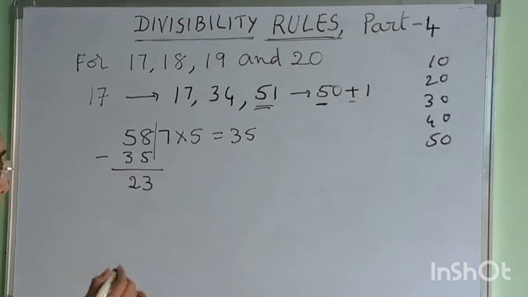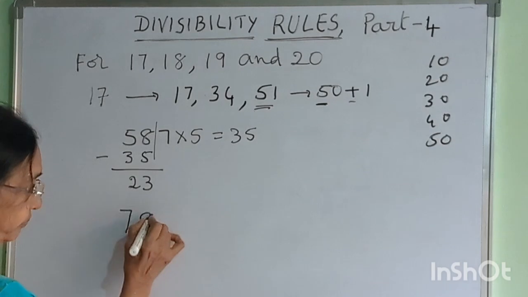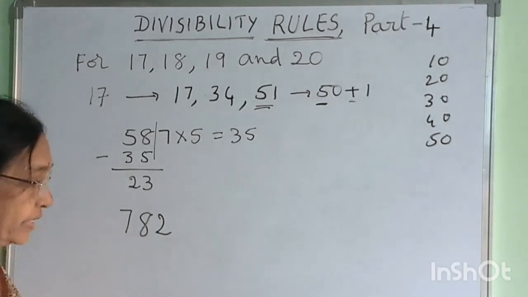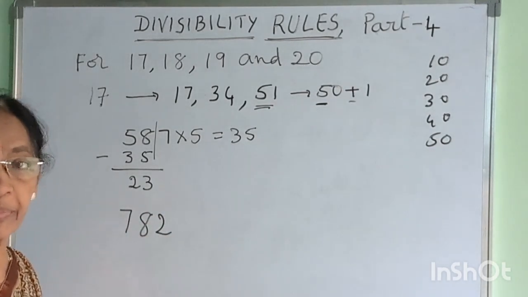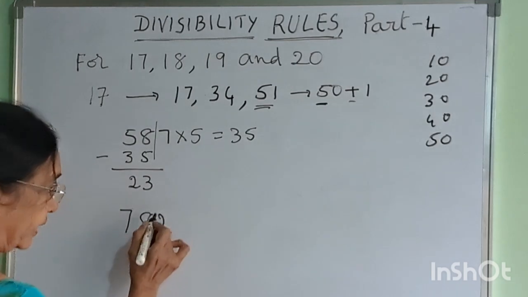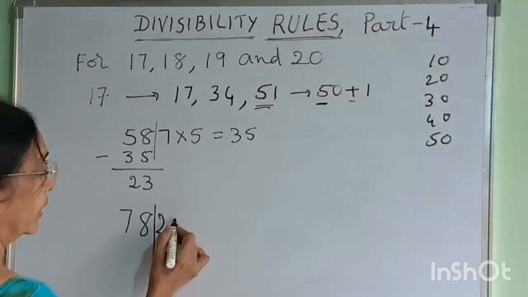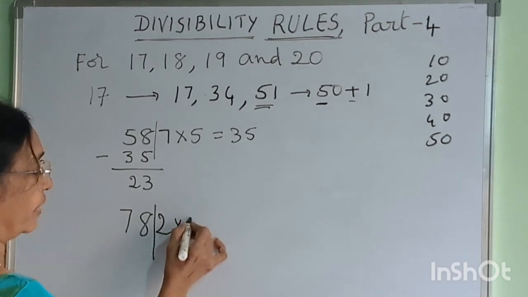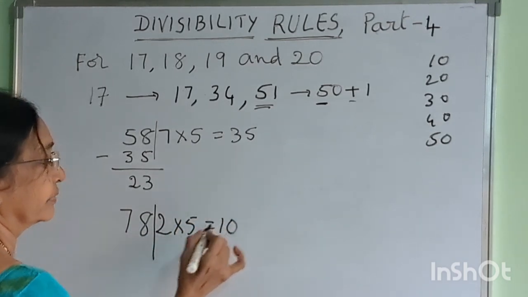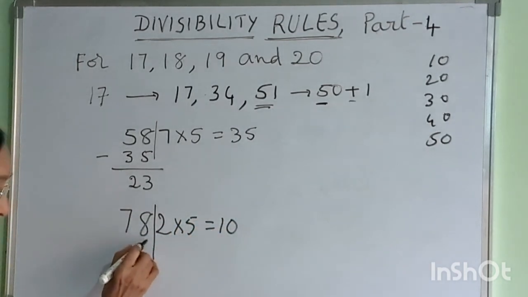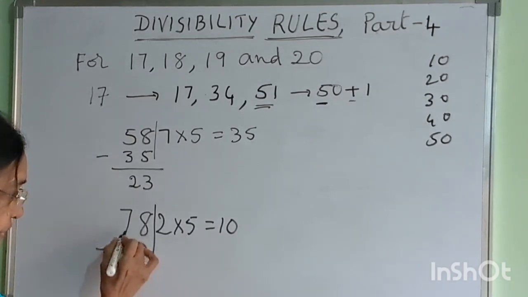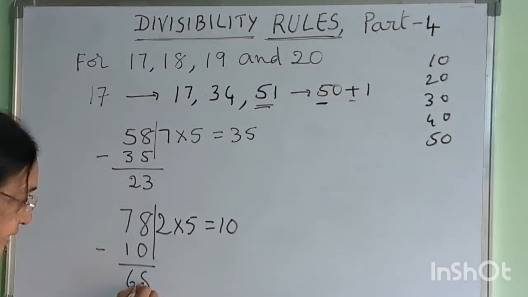We take another number, 782. Let us check whether this number is divisible by 17 or not. Take the units place digit 2 and multiply by the oscillator 5. 5 twos are 10. And subtract it from the remaining number, minus 10. This is equal to 68.